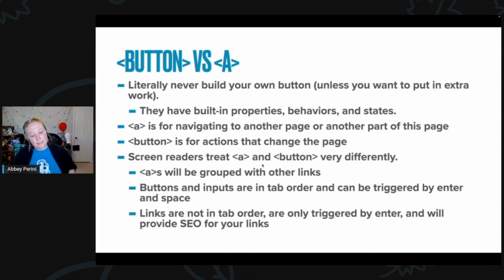I keep saying links while you're looking at an A tag. An A tag is an anchor tag, which creates a link. Links will be grouped with other links. So just like I said, you can get a summary of all of the headings using a screen reader. You can get a summary of all of the links on the page and just go straight to whatever link you want. It's very useful. Otherwise, you're just tabbing through a lot of information.